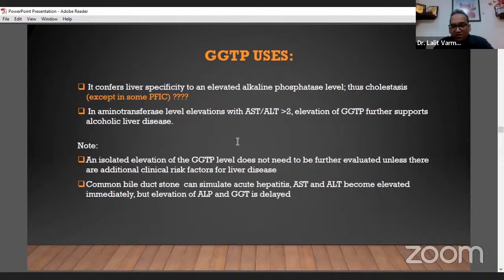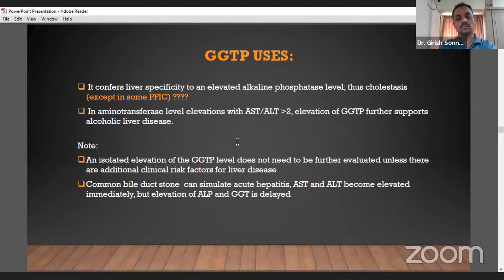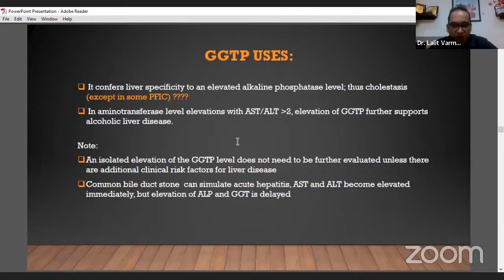Any significance in PFIC, progressive familial intrahepatic cholestasis? If not, we'll come to it. In aminotransferase level elevation with AST to ALT ratio more than 2, elevation of GGT further supports alcoholic liver disease. Note that an isolated elevation of GGT does not need to be further evaluated unless there are additional clinical risk factors for liver disease.